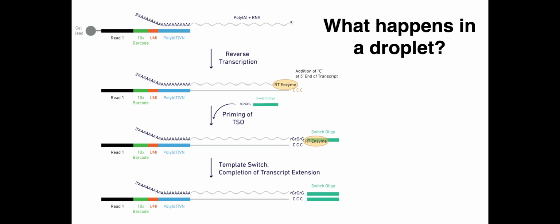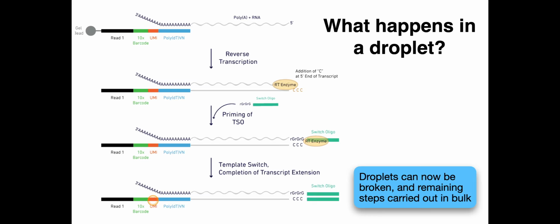So just to highlight at this point, we have created a cDNA of our originally captured mRNA, and that cDNA has a barcode that tells us which cell this transcript came from, and a UMI that uniquely identifies that molecule. At this point, because of these identifiers, the droplets could now be broken and the remaining steps can be carried out in bulk. Because we now have these identifiers in place, we no longer need the droplet. It's performed its function.